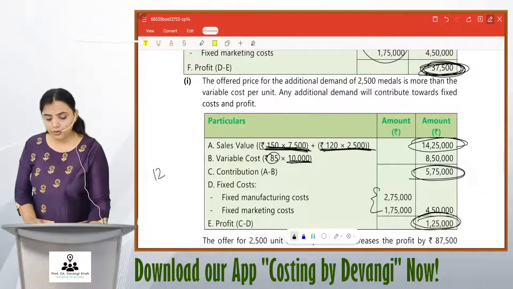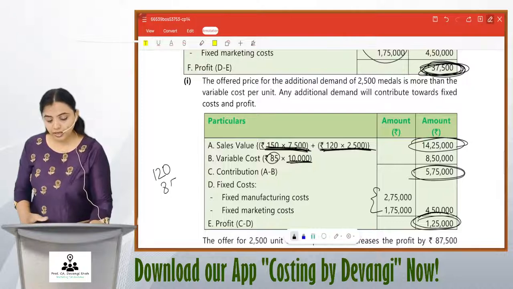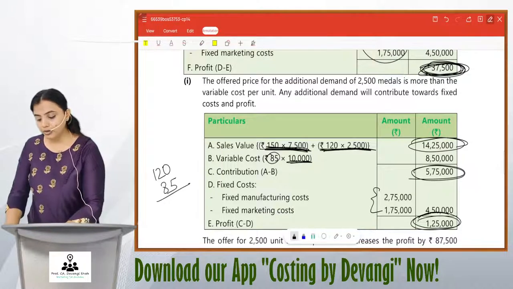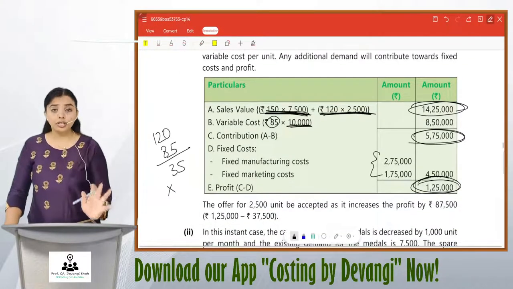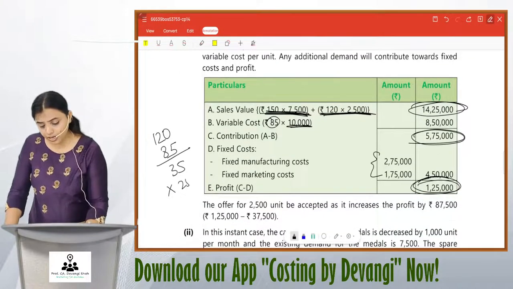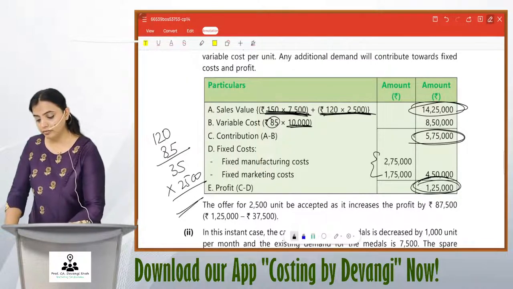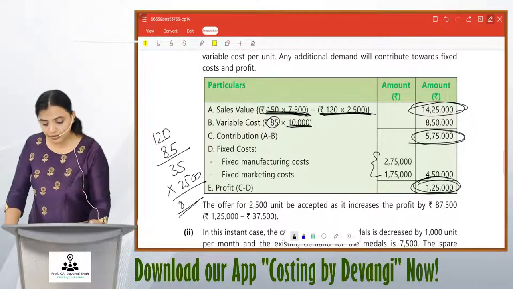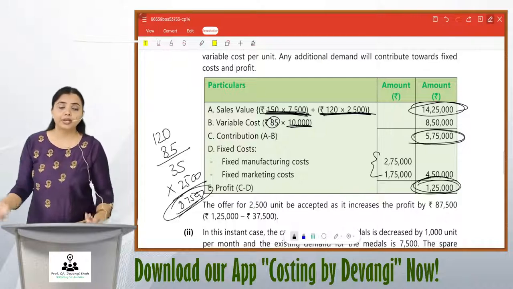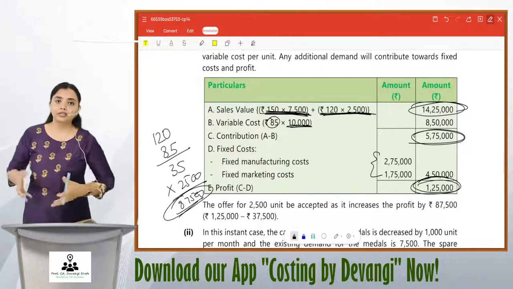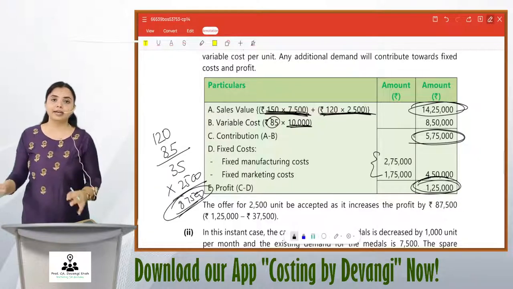देखो आपको 120 रुपये में बेचना है, ठीक है, 85 आपका वेरिएबल कॉस्ट है, तो पर यूनिट, वो एडिशनल यूनिट्स के लिए आप कितना कमा रहे हो? 35 रुपीज़. You are earning additionally 35 rupees for 2,500 units. Friends, you are earning 87,500 more. So this is getting added to your existing profitability. तो फ्रेंड्स, अगर प्रॉफिट बढ़ता है तो डील या नो डील? It has to be deal. Yes, the offer should be accepted.